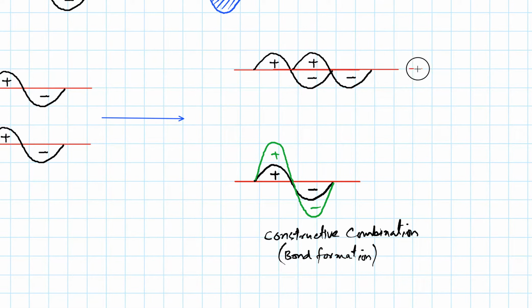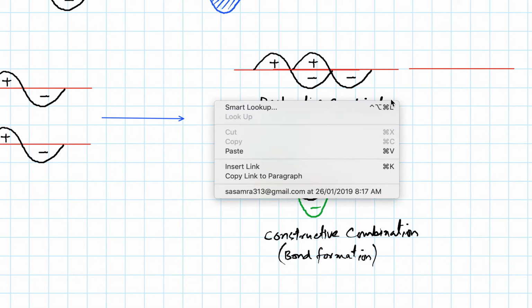When they cancel each other, there will be no wave at all. These waves will just cancel out each other because their opposite phases are facing each other. This way of combination is called the destructive combination of the waves.